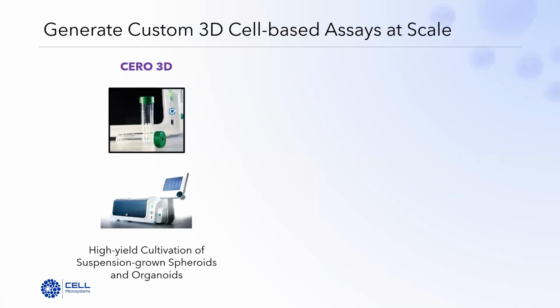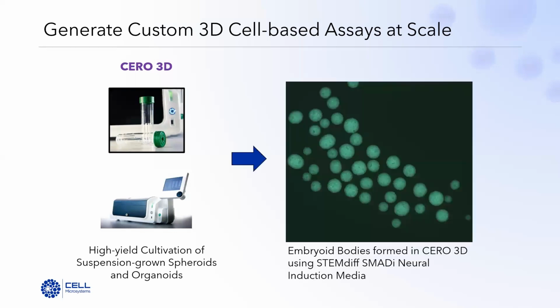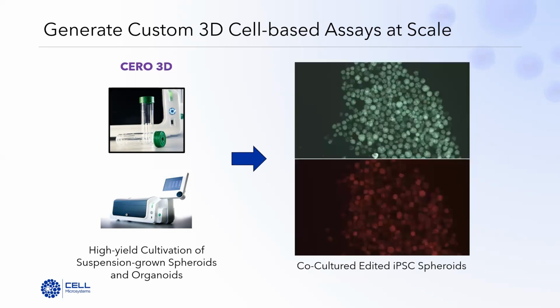of 3D models. The Cero 3D is an approachable mini benchtop bioreactor that maintains temperature and CO2. It can perform online pH monitoring and has the opportunity to run 4 independent experiments in the instrument. Now, using the Cero in our lab, we've grown a broad spectrum of 3D cultures, including embryoid bodies formed with a SMAD inhibitor neural induction media.